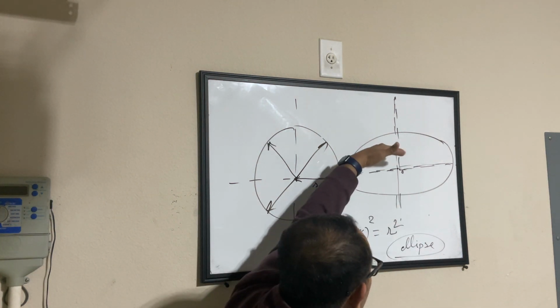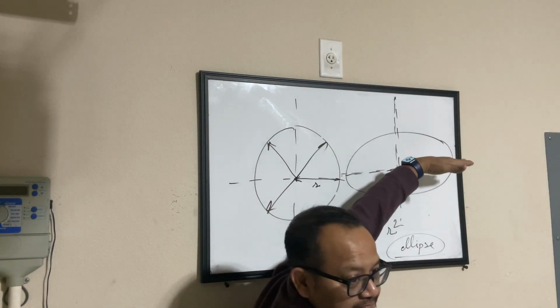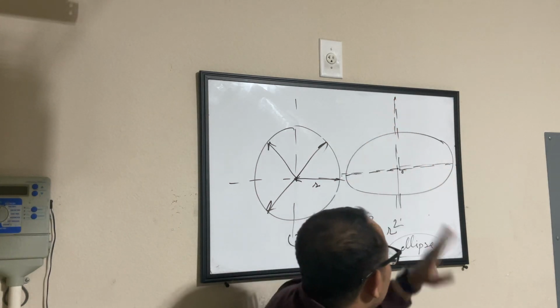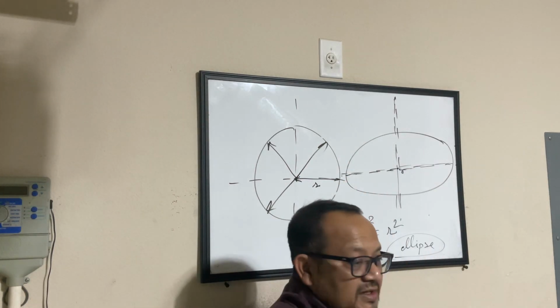Alright. Coming back to this one. If you look at this ellipse, this is my horizontal axis and this is my vertical axis, which is splitting this into two equal parts, and where this point meets, that I will call the center.